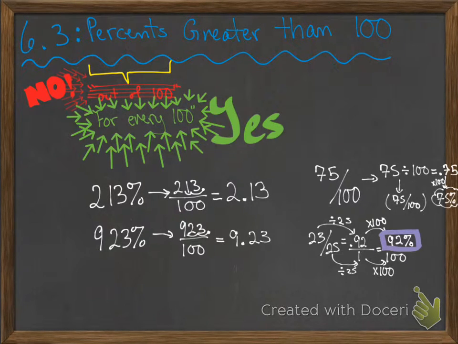So it's the same idea here. 923% is 923 divided by 100, or 9.23. These are all interwoven with each other.